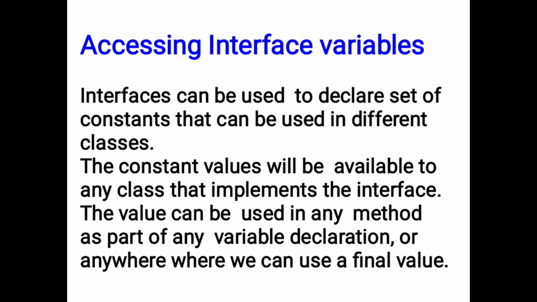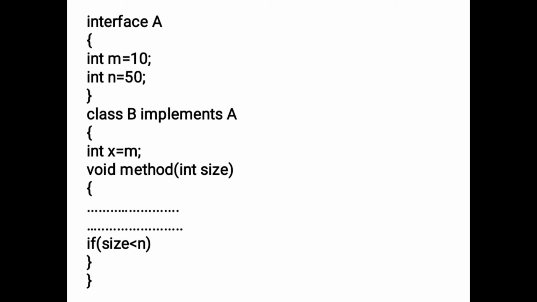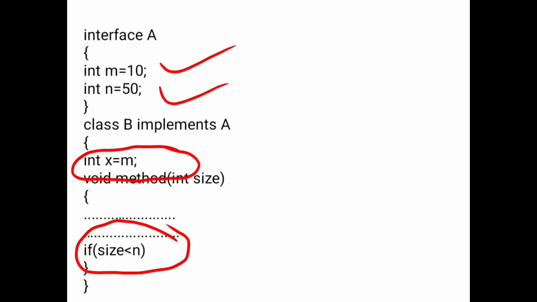Accessing interface variables. Interfaces can be used to declare a set of constants that can be used in different classes. The constant values will be available to any class that implements the interface. The value can be used in any method, as part of any variable declaration, or anywhere we can use final values. For example, here the interface name is A, and I am declaring two variables, int m = 10 and int n = 50. These are static final, and this interface can be implemented in class B. Class B implements A. Here these variables can be used in the class.